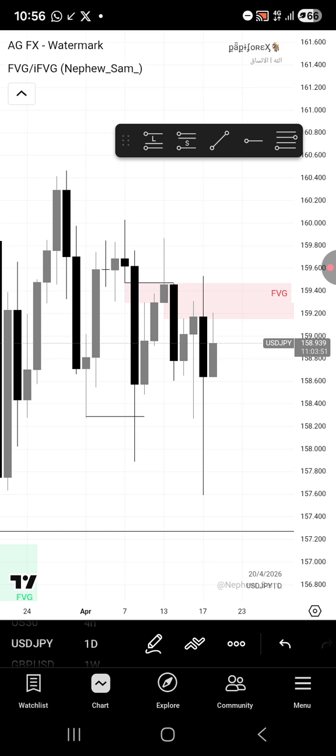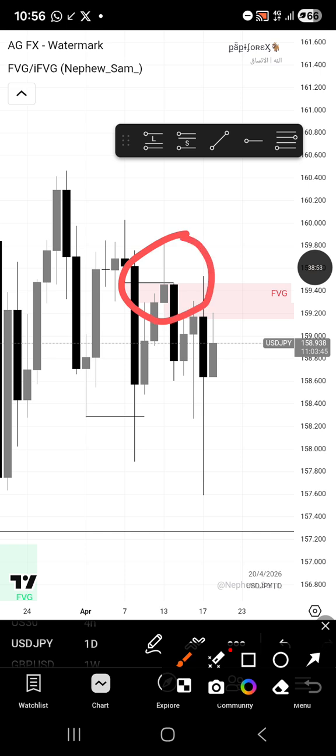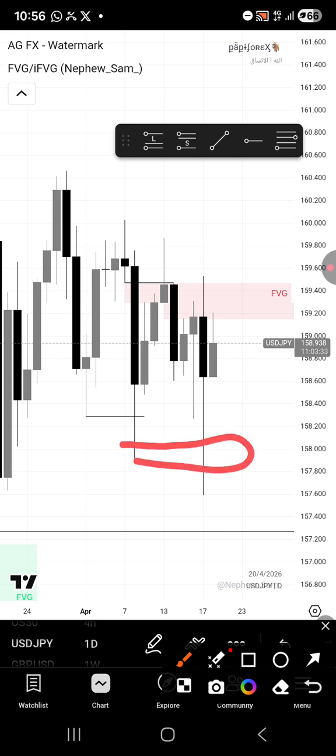Price went to react on this fair value gap at this area. React at this fair value gap. So price reacted on this fair value gap. Then again, what did it do? It came to sting this area again, which is the second sting. So that confirms what? A liquidity run.